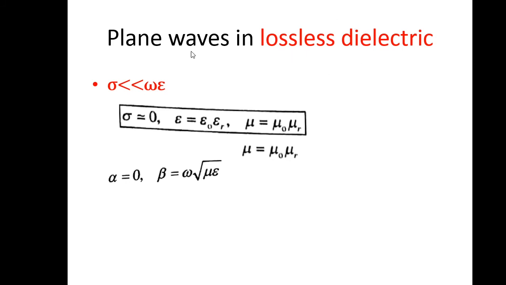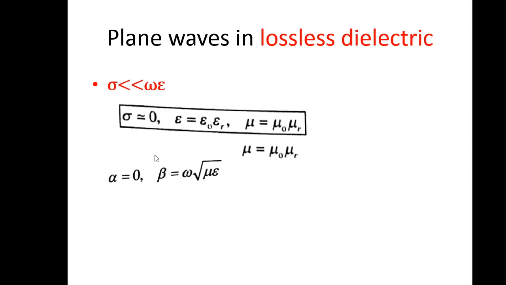If that be the case, sigma will be much less than omega epsilon, or sigma will be almost equal to 0. You can equate it almost equal to 0 in case of lossless dielectric. And being a dielectric, you cannot assume its permittivity and permeability as mu 0 or epsilon 0. There will be a relative permittivity epsilon r and relative permeability mu r. So epsilon is epsilon naught epsilon r and mu will be mu naught mu r. Conductivity will be 0. This is the important thing you should note.